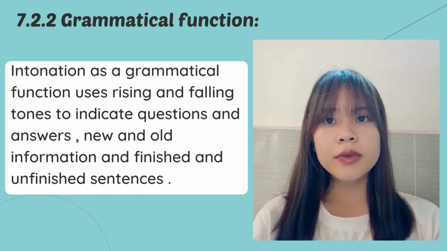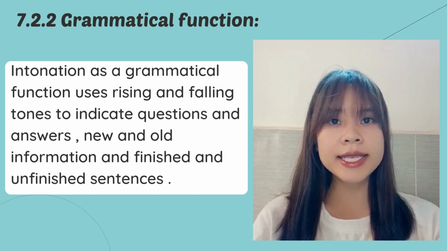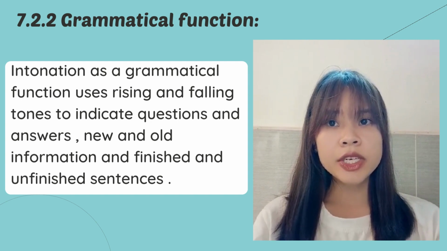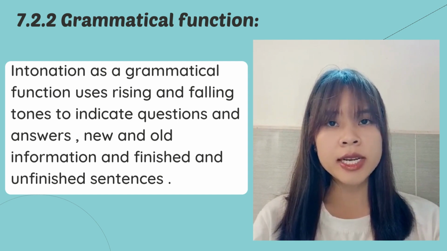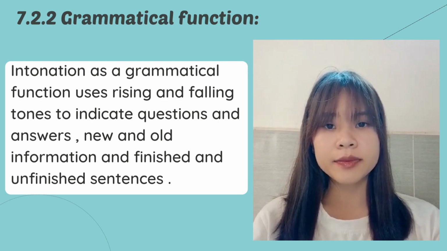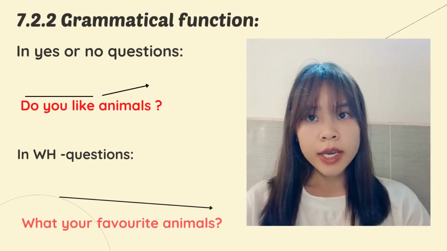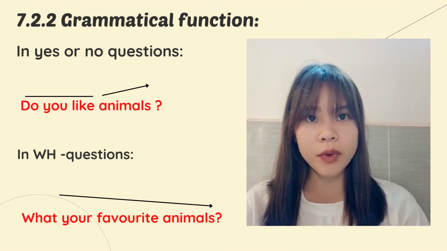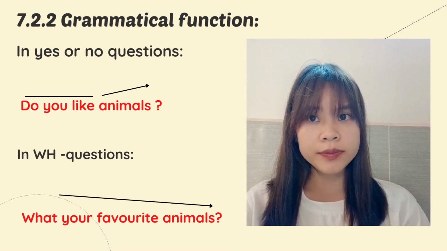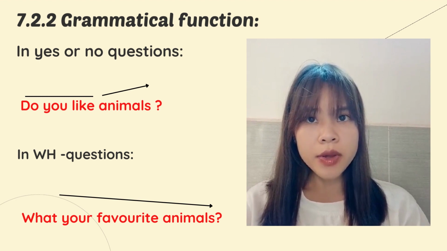Intonation as a grammatical function uses rising and falling tones to indicate question and answer, news and oral information, and finished and unfinished sentence. In yes or no questions, the intonation usually rises, or rises then falls. For example, do you like animals? Animals is raised.